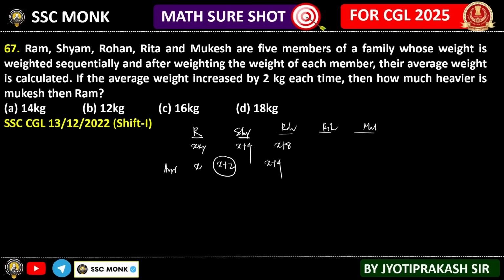Clear? Basic. In the next class, their average weight is now x plus 6. X plus 6 means what? Yes or no? Yes. Because 2 kg is increased every time. Now when 2 kilo is increased here, that means Rita's weight is x plus 6. But she is bringing 6 kilo more for Ram, 2 kilo more for Sham, and Rohan will be giving 2 kilo more. That means here only she is bringing 6 kilo more. So Rita is equal to x plus 12.